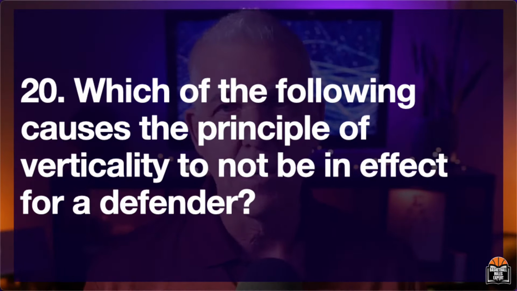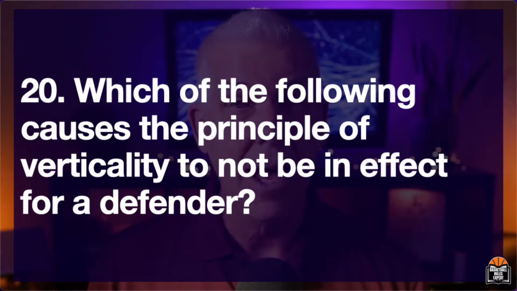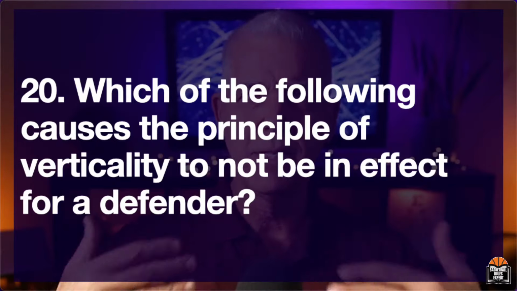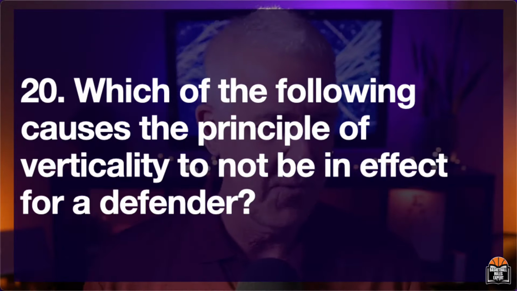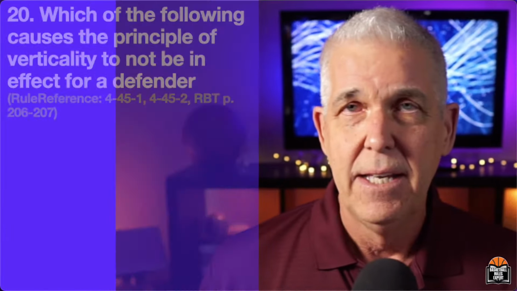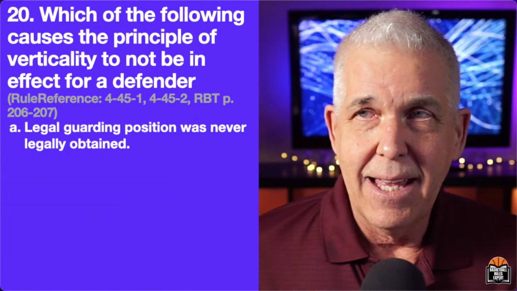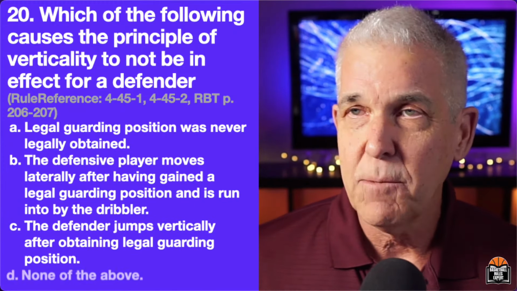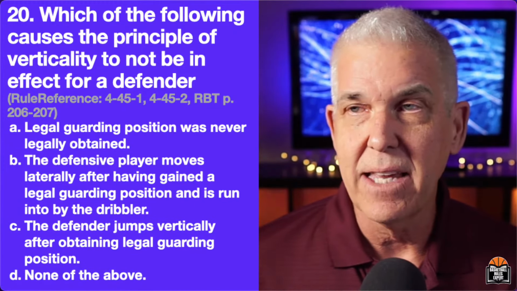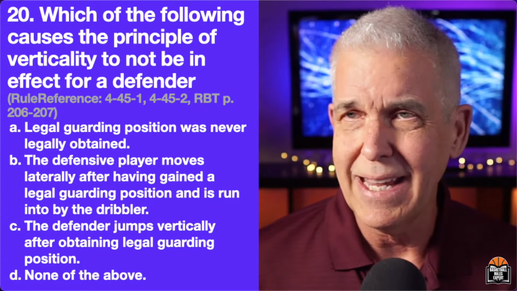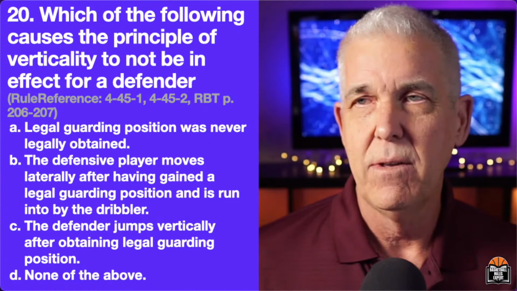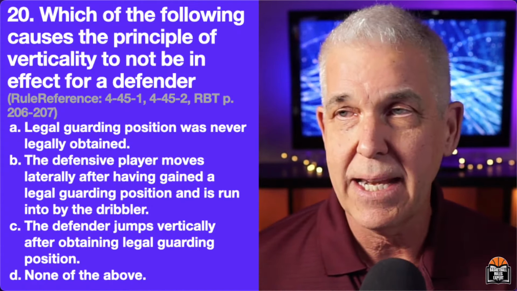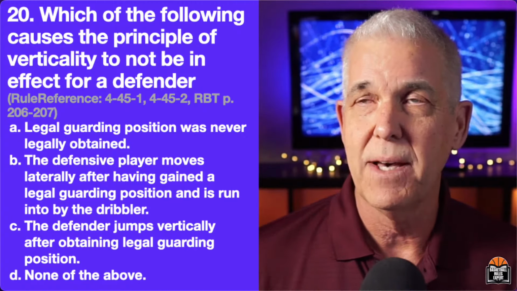Which of the following causes the principle of verticality to not be in effect for a defender? We would think that the principle of verticality always applies to a defender. Let's see what our choices are. A, legal guarding position was never legally obtained. B, the defensive player moves laterally after having gained a legal guarding position and is run into by the dribbler. C, the defender jumps vertically after obtaining legal guarding position, or D, none of the above.